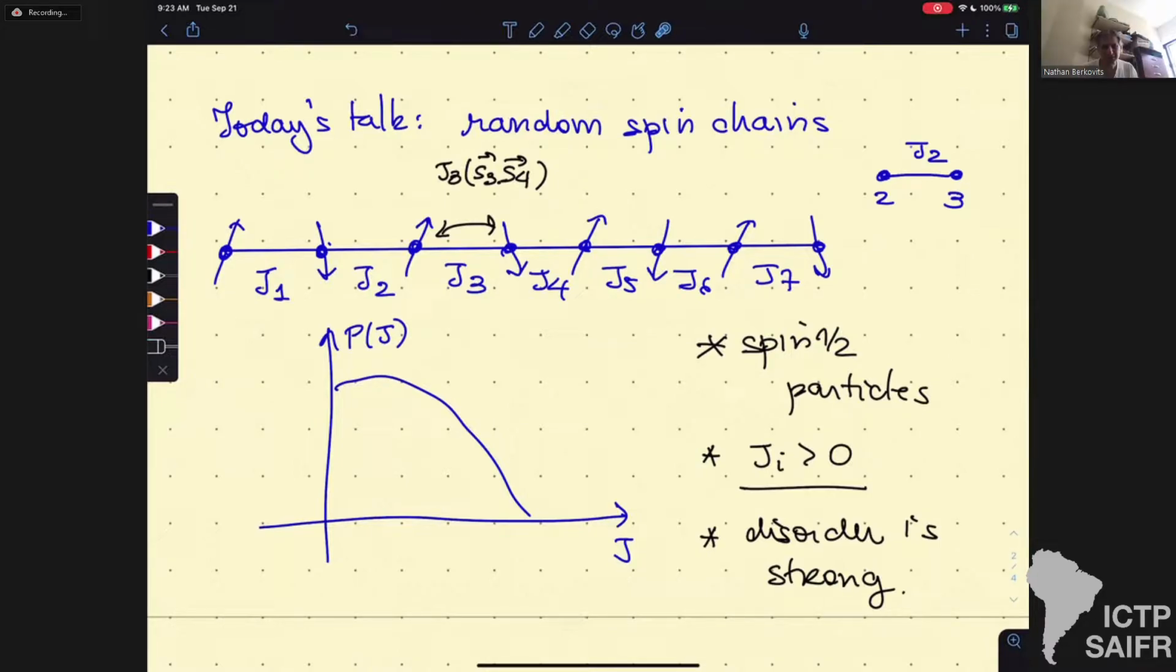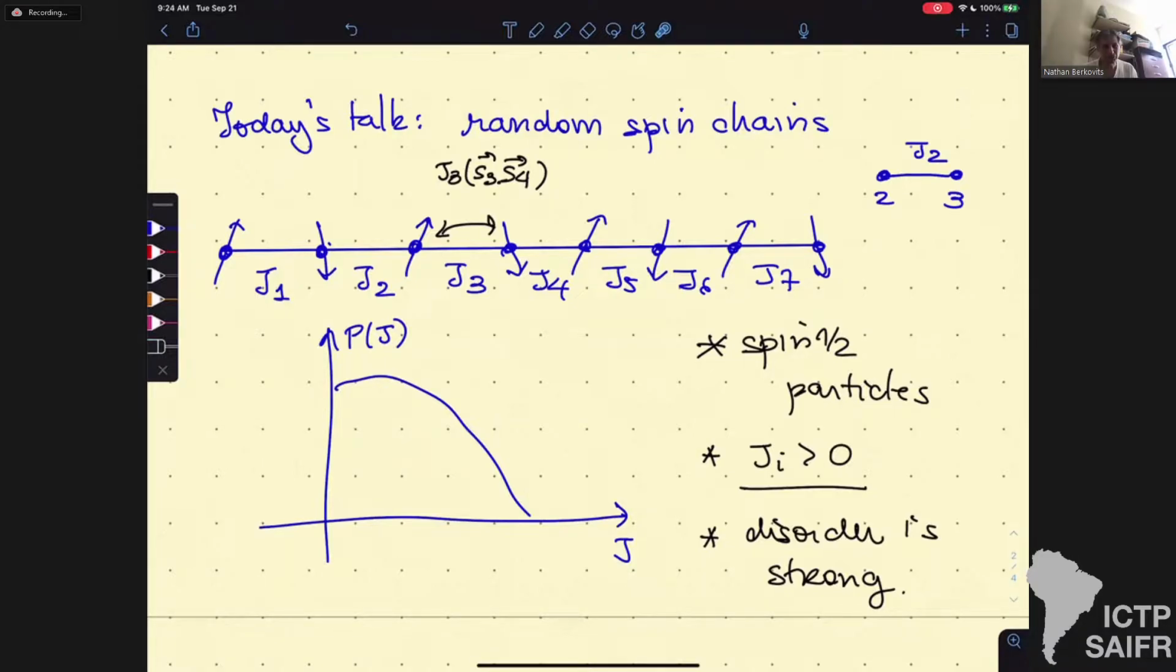Sorry, is this just a theoretical model, or is there actually an experiment that can reproduce this kind of system? Right, thanks for the question. This type of chain can be realized in quasi-1D compounds in solid state physics. For now I'm talking about random spin-half chains, but there are proposals in terms of cold atoms, realizations of chains like this, for example spin-1 chains connected by.